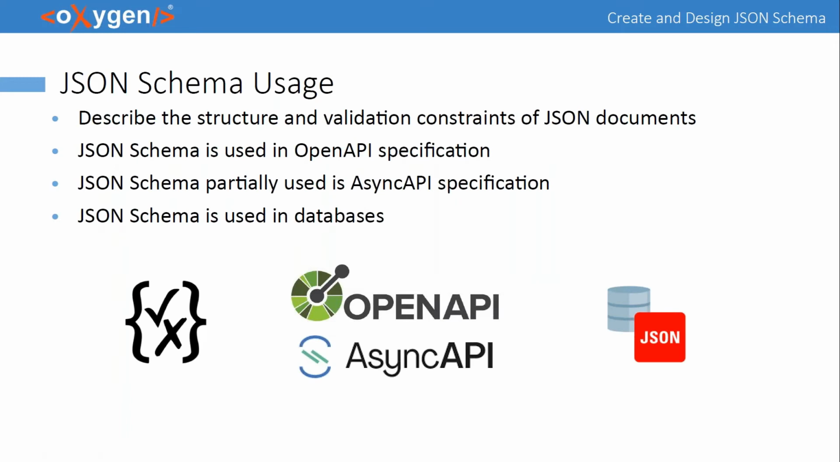JSON schema is used in different places. So you can use it, for example, to define the structure and use it to validate or constrain JSON documents. But it's used also in OpenAPI. So the latest OpenAPI specification uses JSON schema 2012. And also in Async API, the JSON schema is used to define the components. In databases also, if you are using JSON databases, JSON schema is used to validate the data from the database.